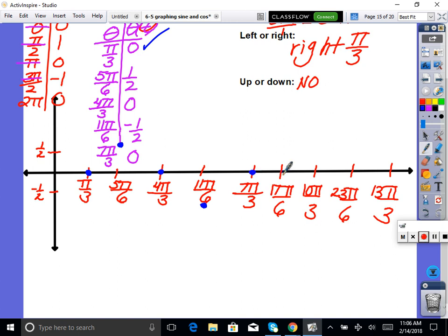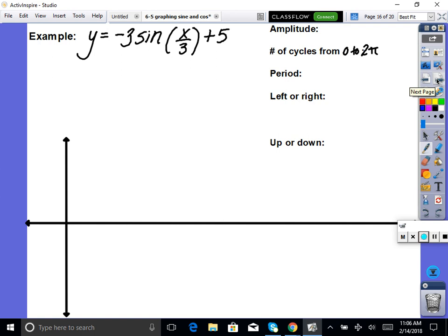And then what? So look what happened. 0 max, 0 min, 0. So now I'm going to do that. 0 max, 0 min, 0. And I've graphed 2 cycles. Was that pretty dang easy for everybody? I thought so myself. Okay, next one.